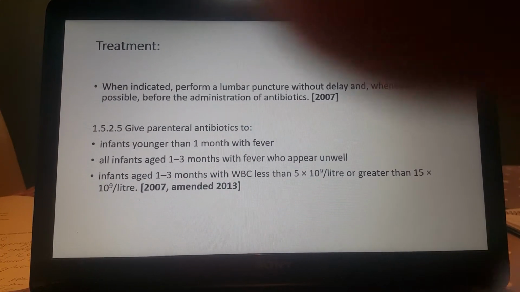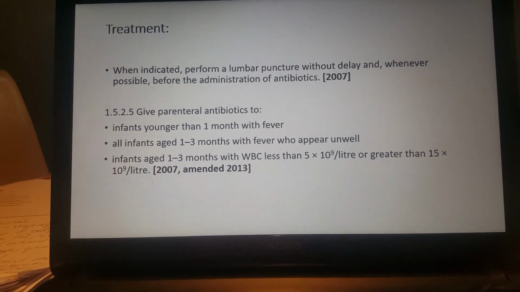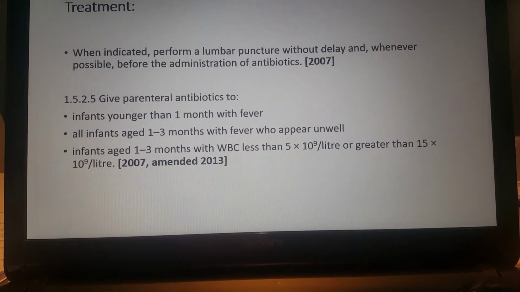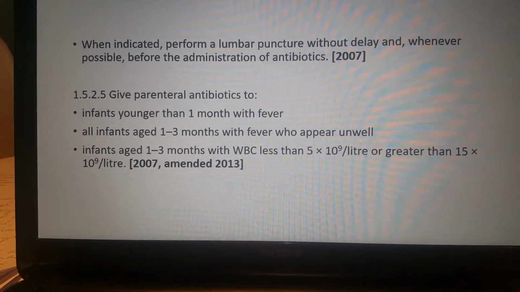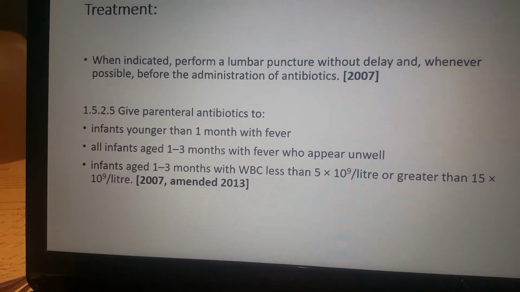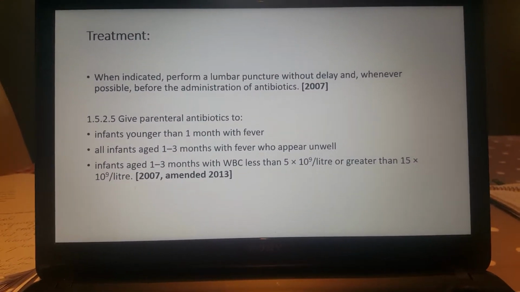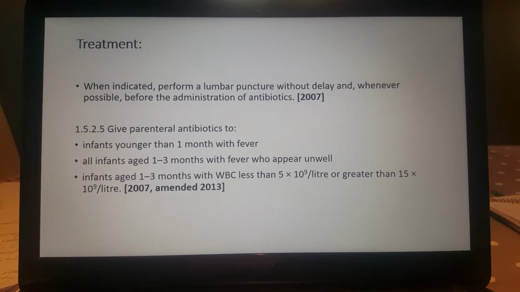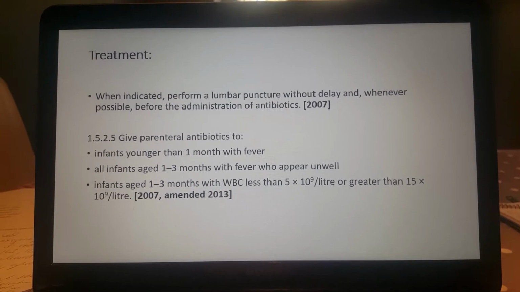In terms of treatment itself, obviously a lumbar puncture should be performed without delay and whenever possible before the administration of antibiotics, depending on how unwell the child is. And then antibiotics should be given to all children younger than a month with fever. It should be given to all children who are 1 to 3 months with a fever who are unwell, and those 1 to 3 months with a low white cell count or a high white cell count.